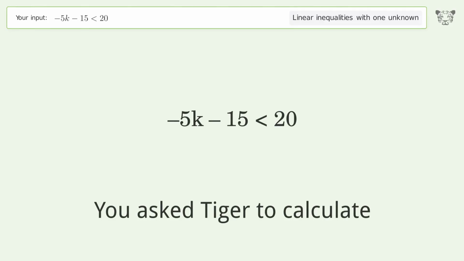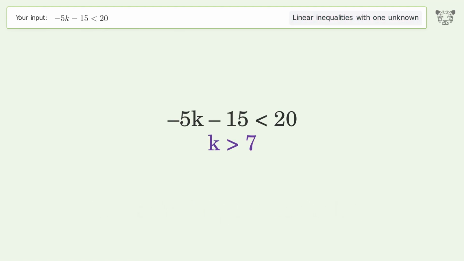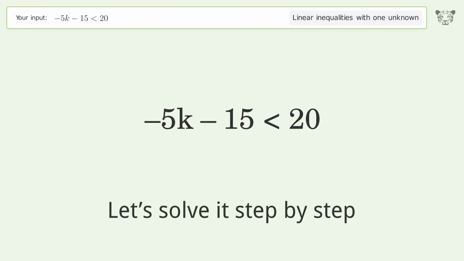You ask Tiger to calculate. This deals with linear inequalities with one unknown. The final result is k greater than -7. Let's solve it step by step.